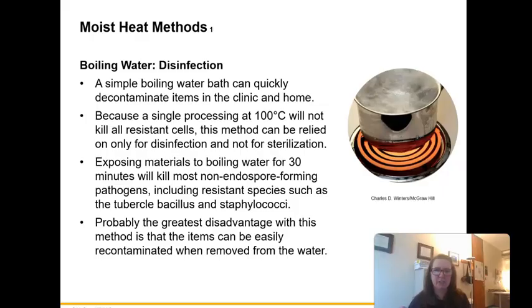It goes on to say exposing materials to boiling water for 30 minutes will kill most non-endospore-forming pathogens, including some resistant species, such as tubercle bacillus and staphylococcus. Okay, probably the greatest disadvantage with this method is that items can be easily recontaminated when you remove them from the water. So then it's super important to dry things pretty quickly so that that water is not acting as essentially a vehicle, if you will, for inoculation by microorganisms again.